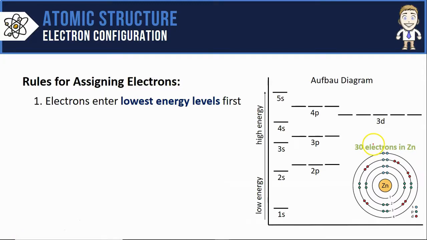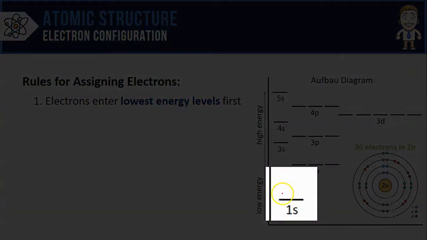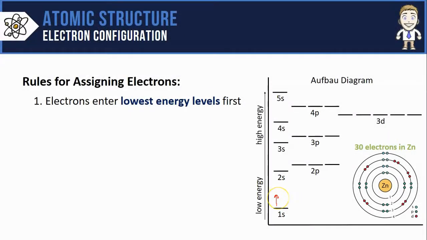So let's talk about my zinc atom with its 30 electrons. Already I can start assigning those 30. The lowest energy level here is the 1s orbital, so that's where the electrons are going to start to be assigned. Here's my first electron. Notice it's an arrow pointing up. The arrow represents one electron and it's pointing up to represent a weird electron property called spin. Don't worry too much about what that is for now, but the first electron you put into an orbital will be spin up, hence arrow pointing up.